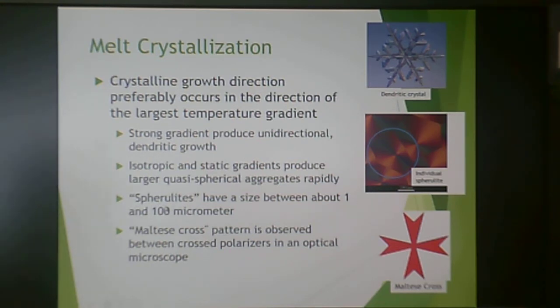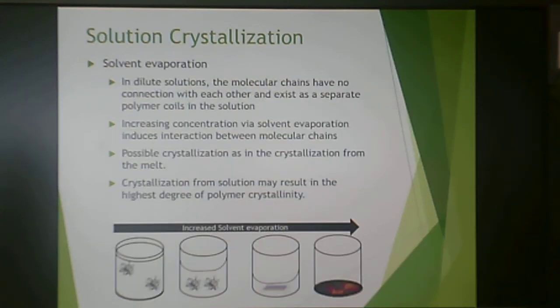Spherulites, or these individual crystals, have a size anywhere between 1 and 100 microns, or micrometers. And these are often called Maltese Crosses because they look an awful lot like this, which is a Maltese Cross. If you look at this through cross polarizers and you see this Maltese Cross pattern, it means you have a semicrystalline material. So that's melt crystallization. That's typically what's happening in material that's cooling down after it's come out of, say, an injection molder, a blow molder, or an extruder.